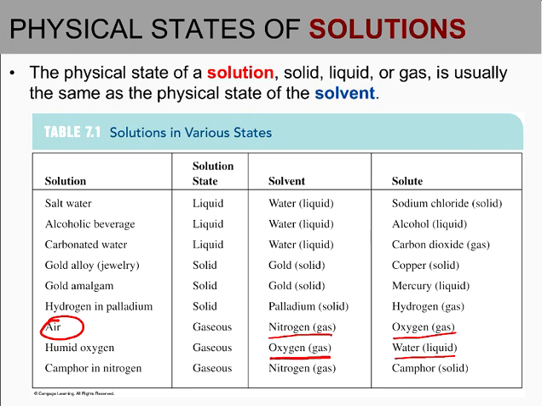If we look at the top, let's say we're making carbonated water or a carbonated beverage. The water is our solvent. It should be present in the largest amount. And then we're adding some carbon dioxide gas in order to carbonate the water. So the carbon dioxide gas would be the solute.